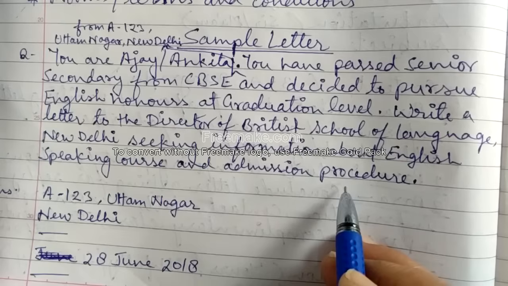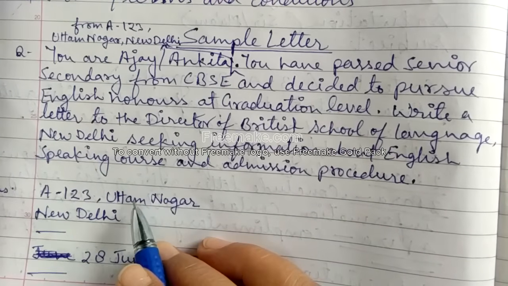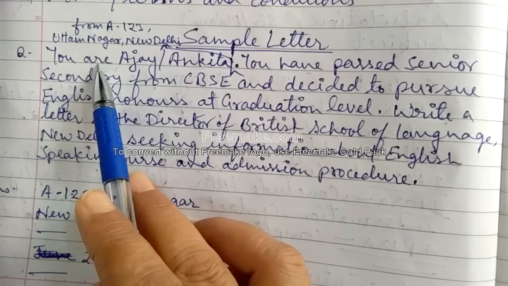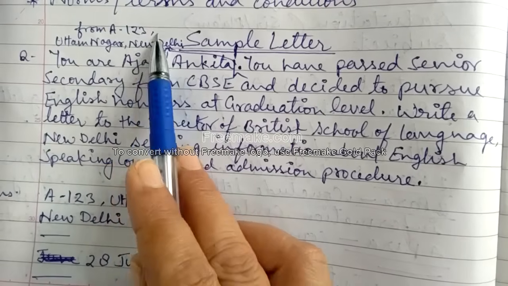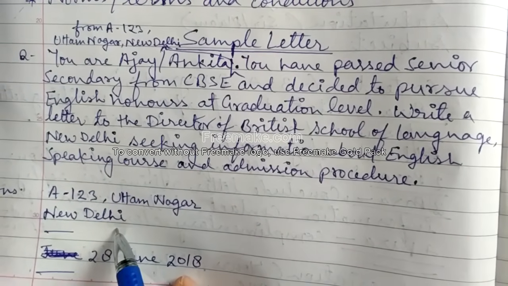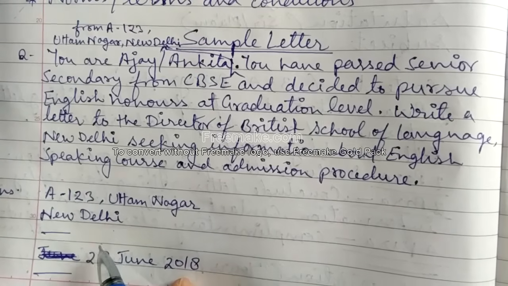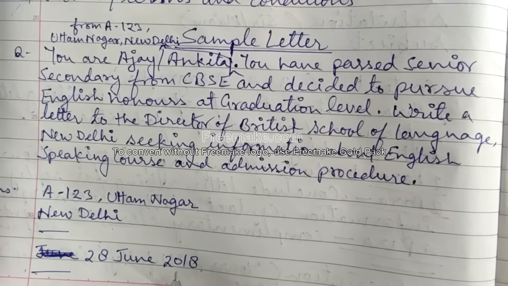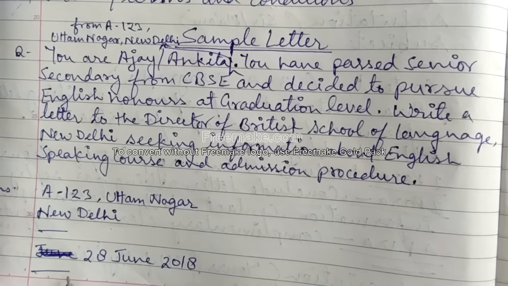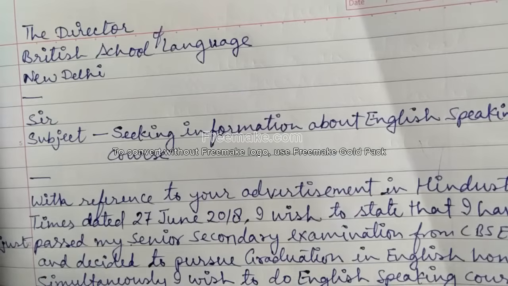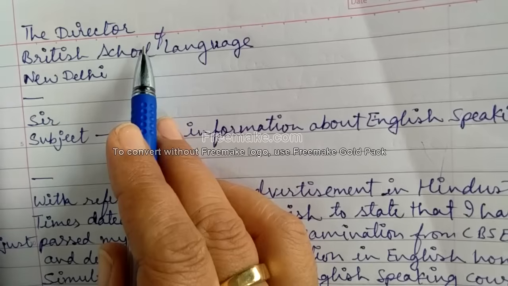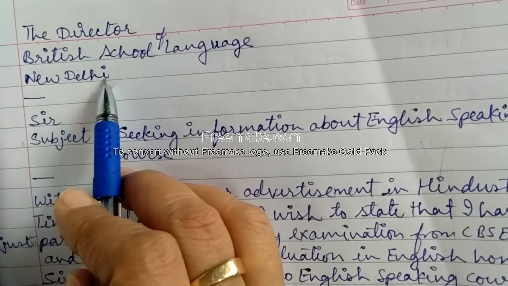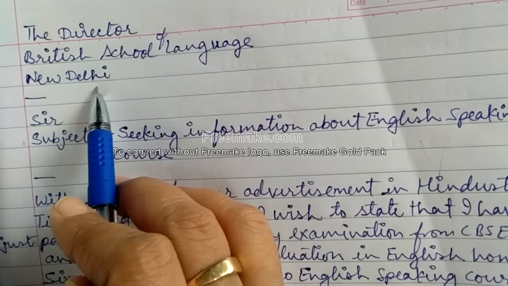Let us start the letter, and we will begin with the sender's address, which is already given in the question. Sender's address is given in the question, A123 Uttam Nagar, New Delhi. The same we have written. After that, leaving a line, we should write the formal style of date, 28 June 2018. After that, leaving a line, we should write the receiver's address, the designation of the person, the director, then office, British School of Language, city, New Delhi. Here you may write the pin code also, or you may not write.